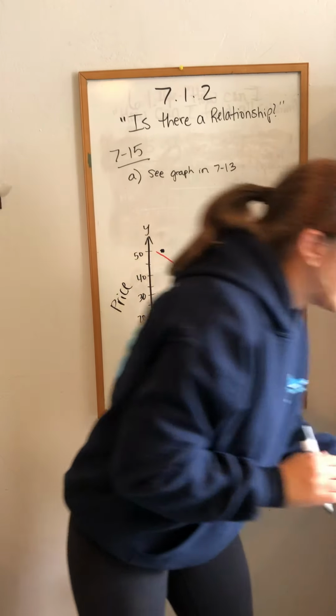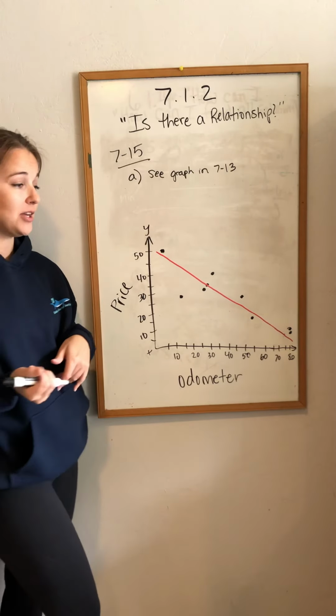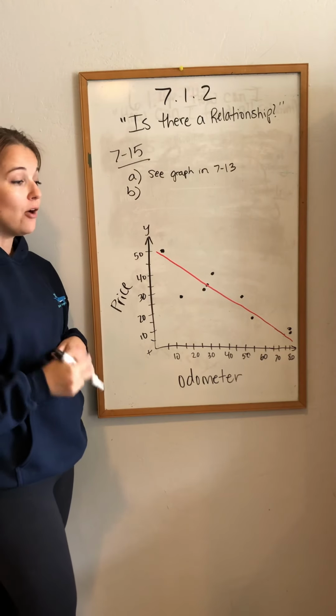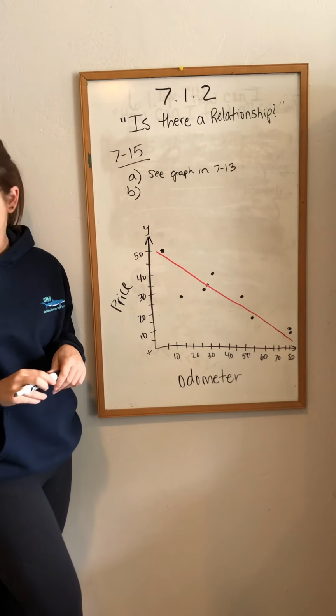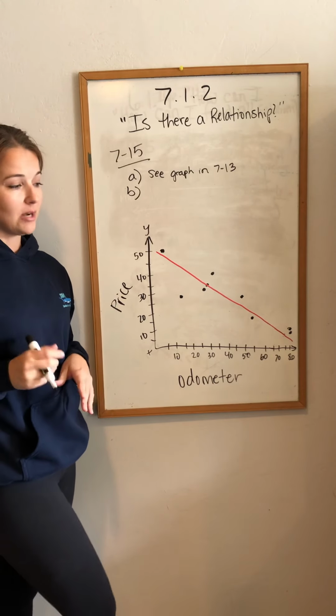So now we're going to be doing some writing. Part B says to describe the scatter plot you just created. What do you notice about how the points are placed on the graph? Do you see any patterns? You can pause right here and write down what you think.